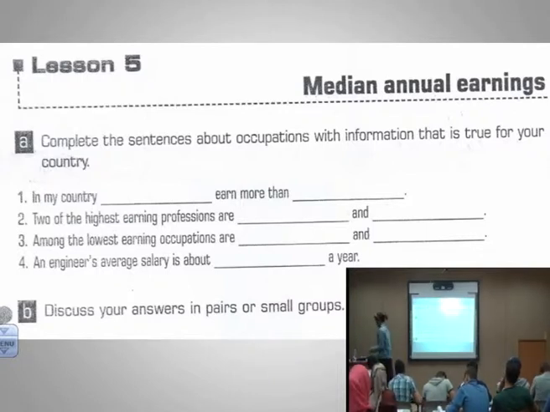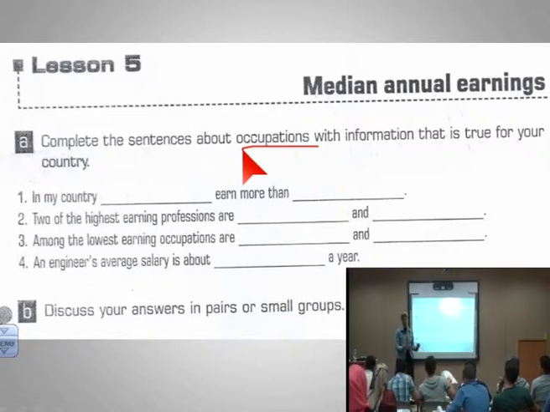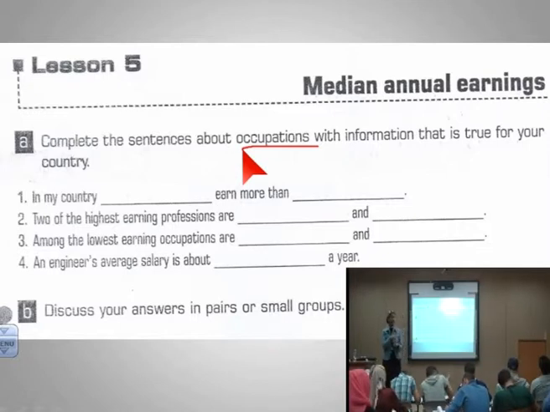So the other word is profession or occupation. That's right. Occupation is to occupy a land or something like that. But when you say this is my occupation, you occupy a position, you occupy a career. So occupation means job as well. You actually occupy a certain position in your society or community. So about occupations, with information that is true for your country, let's see what's true for Palestine.